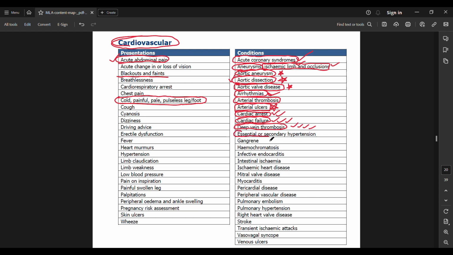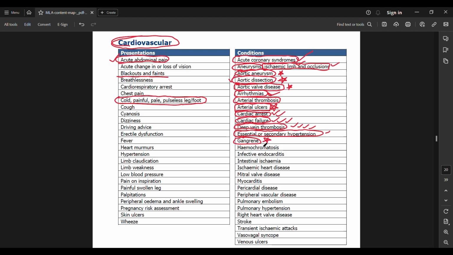Next, you have essential or secondary hypertension. This usually shows up as a patient who has been diagnosed, has their investigations, and you have to advise them. You have to tell them lifestyle changes and tell them about diet and exercise and their medications. Next, you have gangrene. This hasn't shown up in the past as much. Make sure you prepare this well.